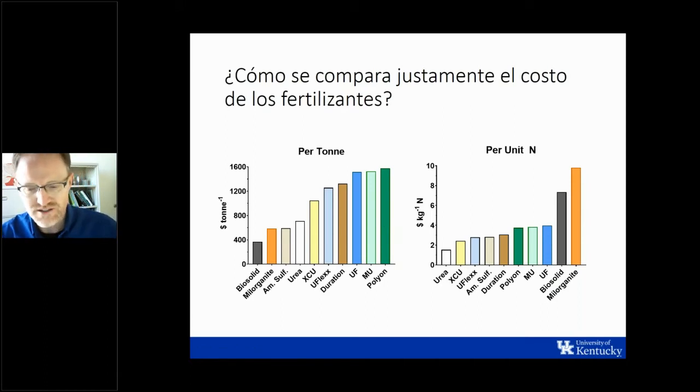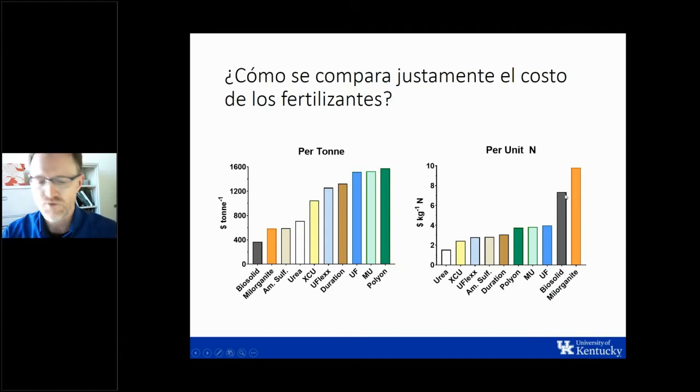has a different quantity of nitrogen in it. And we're not necessarily buying the fertilizer, we're buying nitrogen. So when we look at it on a per unit of nitrogen basis, oftentimes these prices get flipped around, where on the left you see the natural organics are the least expensive per ton, and on the right you see they far exceed and are by far the most expensive nitrogen sources per unit of nitrogen, whereas urea now is the least expensive because it's the highest percent. It just has 46 units of nitrogen, and these nitrogen sources have, I guess, 5 and 6 units of nitrogen.